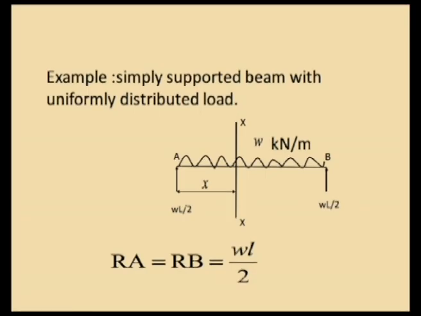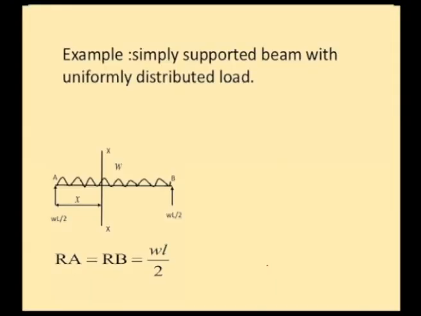Here we do not have any portions, so the Macaulay's method need not be used. We have only one portion A B. The equation that we develop for the section x x will be applicable for the entire length A B. So, R A should be equal to R B, which is equal to W L by 2.